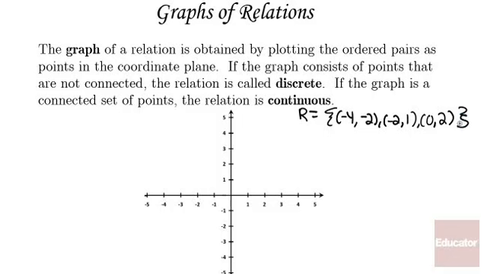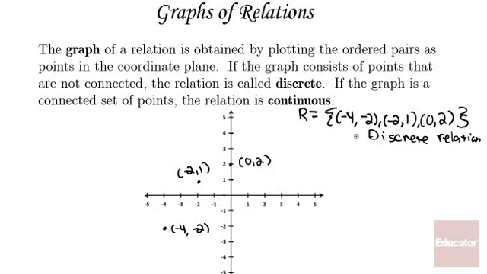Okay, so if I'm asked to graph this relation, I'm going to graph each point. Negative 4, negative 2. It's going to be right here. Negative 2, 1, right here. Here, 0, 2, 0 on the x, 2 on the y. This is a discrete function, discrete graph, discrete relation. This actually is both a relation and a function. So it's a discrete relation or a discrete function.